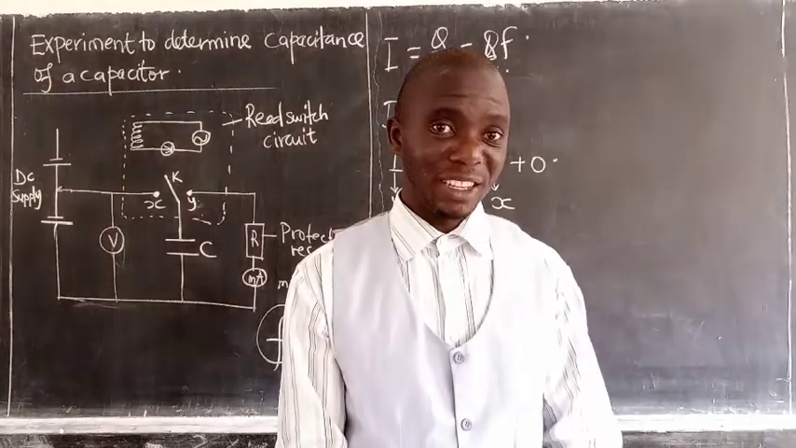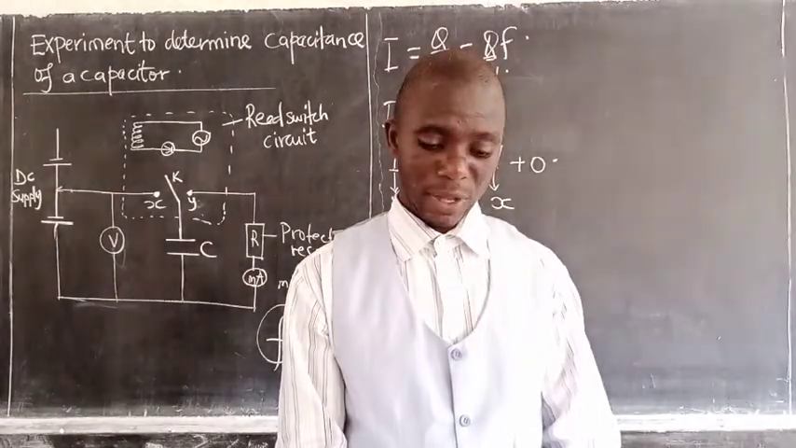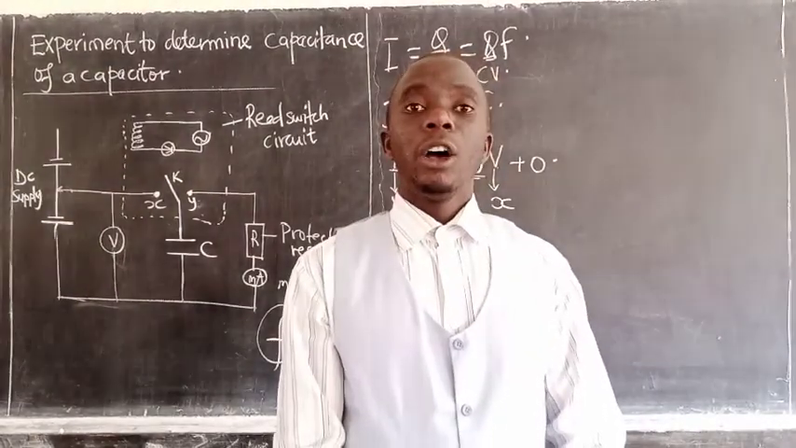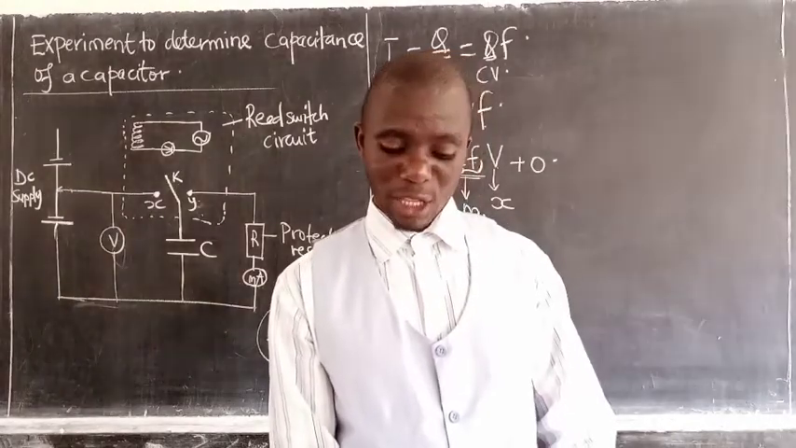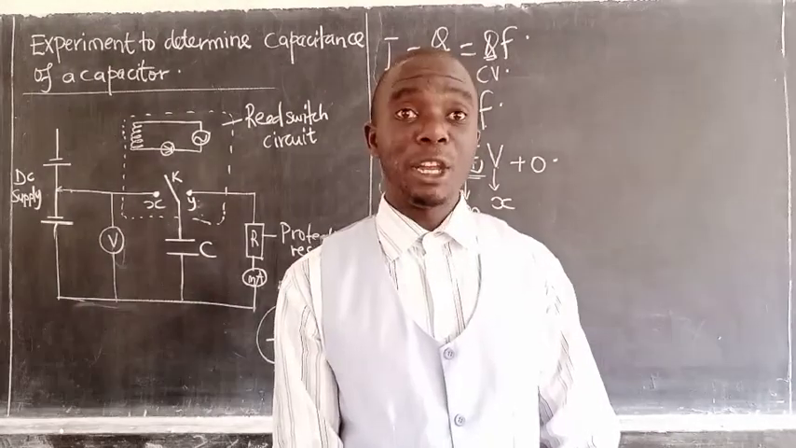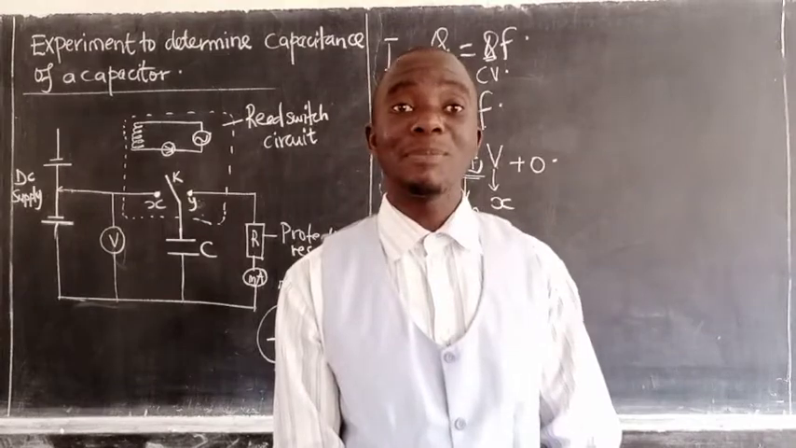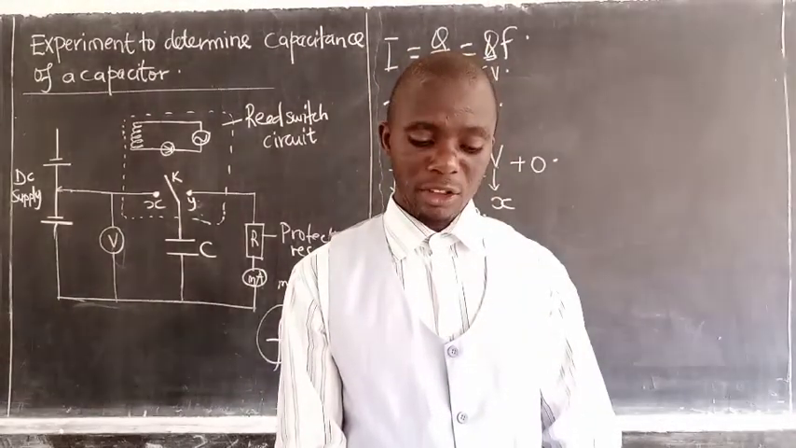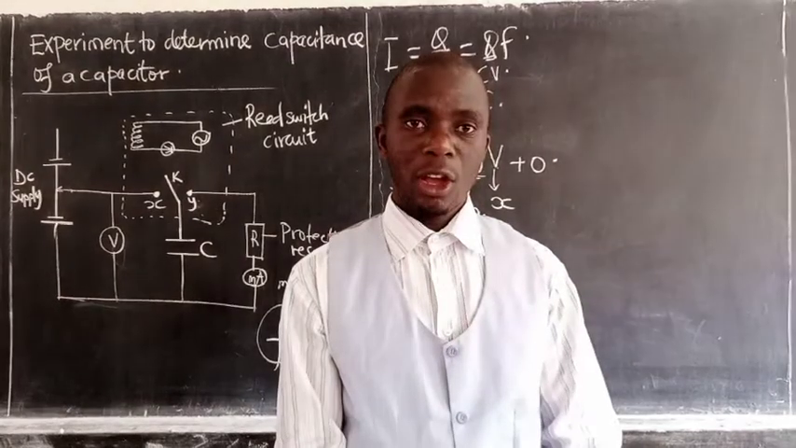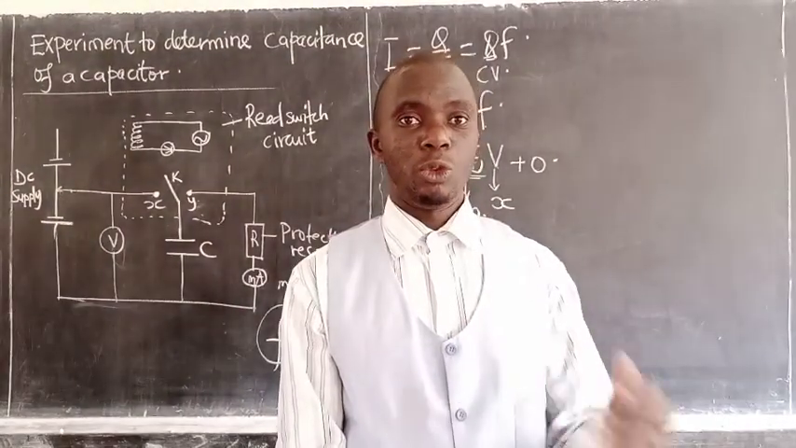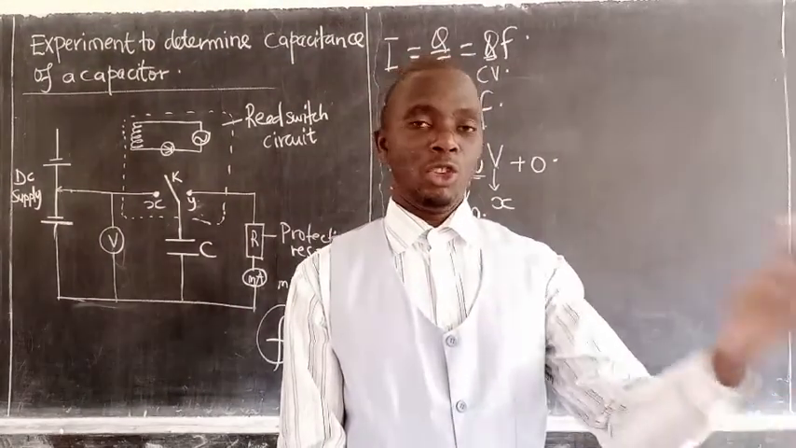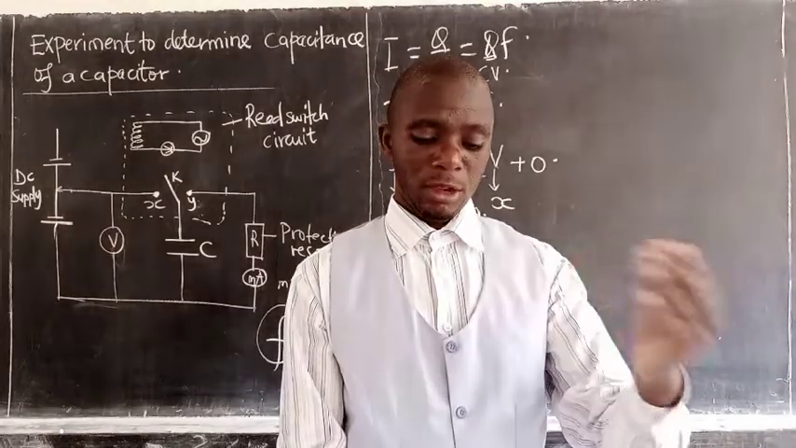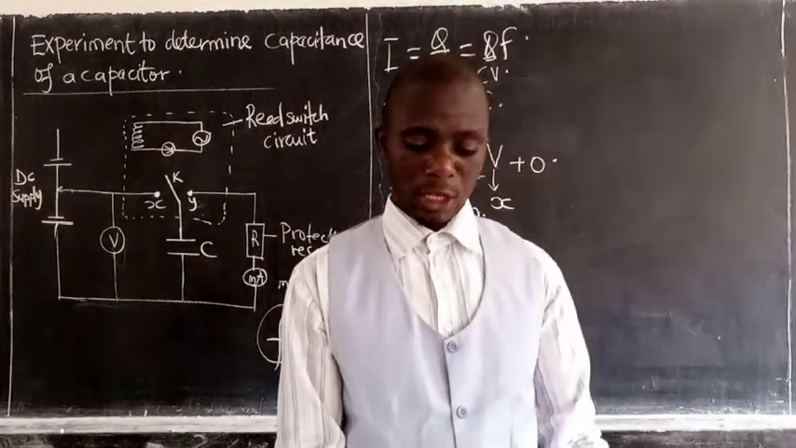We are almost done with the experiment. Okay, another new line. The experiment is repeated by varying the PD, V, across the capacitor plates, and the results got are tabulated. So when you use a different value of V, you obtain a different value of I.